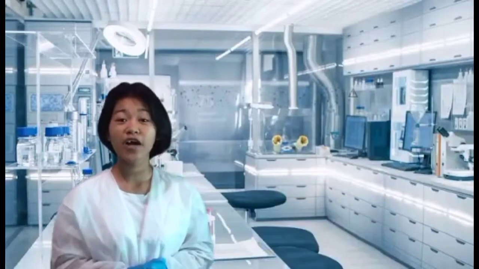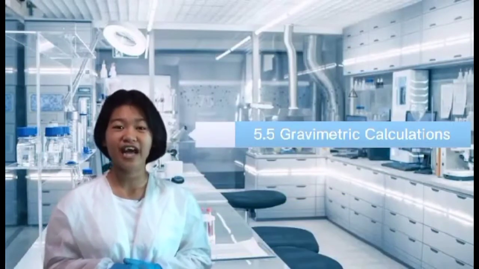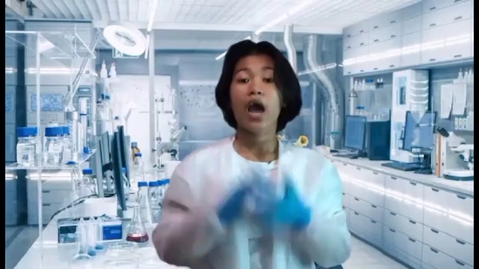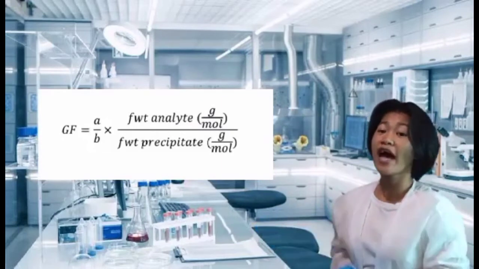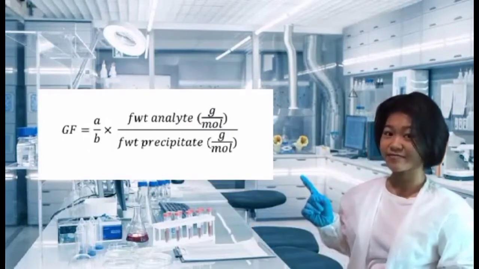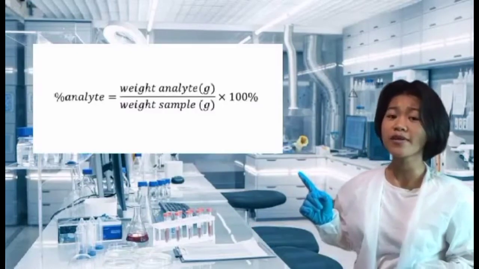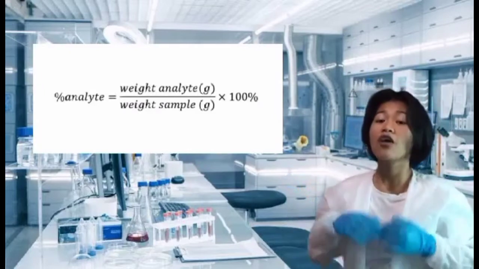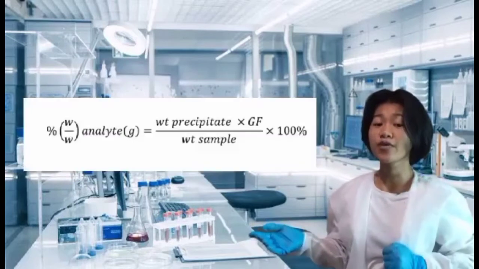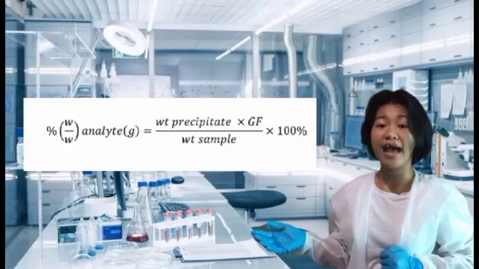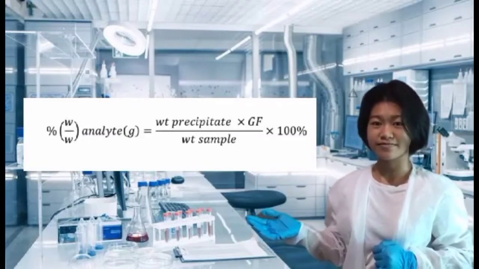Now let us move on to 5.5, gravimetric calculations. We have different calculations or formulas to be used depending on what is asked in a given problem. We have the formula if the amount of analyte is being asked. We also have the formula for finding the percentage of analyte in a given sample, and the formula for finding the percent by mass of analyte in a sample.